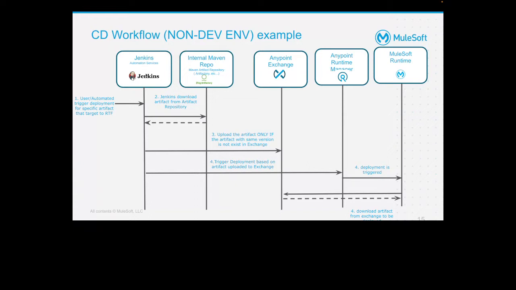The first thing that this Jenkins pipeline would do is download the artifact from the artifact repository. In our case, it will be just the Maven repository. It will pull all the required jars and create a build, right? Once that has happened, it will upload the artifact only if the artifact of the same version does not exist in the exchange. This is a tricky one. You might want to notice this. We will see this later.